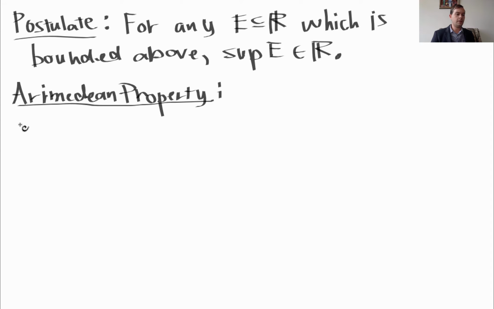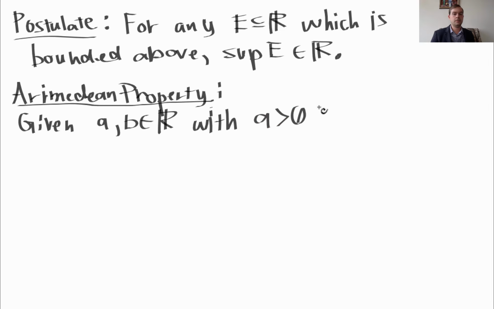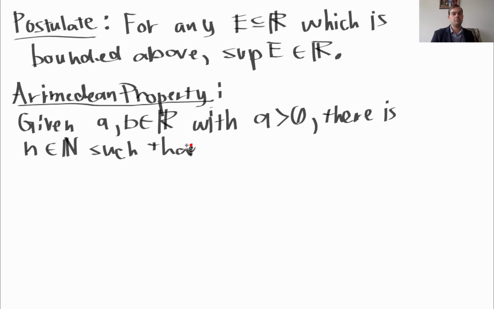So the theorem, or the Archimedean property, says that, well, given A and B in the real numbers with, say, A greater than 0, there is a natural number n such that B is less than n times A. So now we assume two cases for the proof.